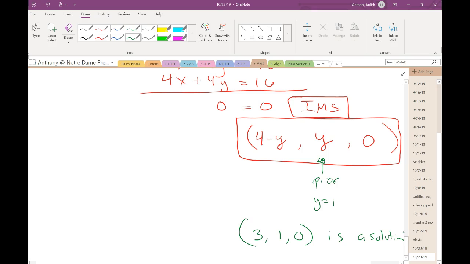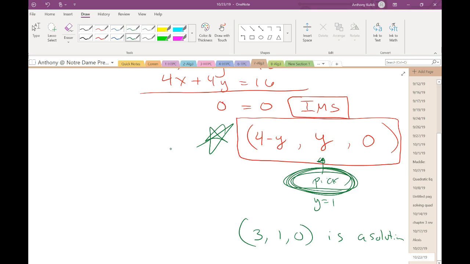Right? And because you have infinitely many choices for this y, we can get infinitely many solutions out of this. But if I picked like 10, 16, and 5, that's not an answer. Right? Because it's not in this form. Does that make sense, you guys?